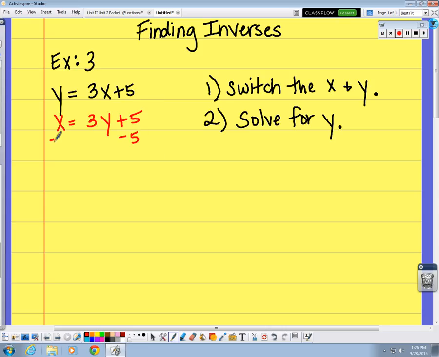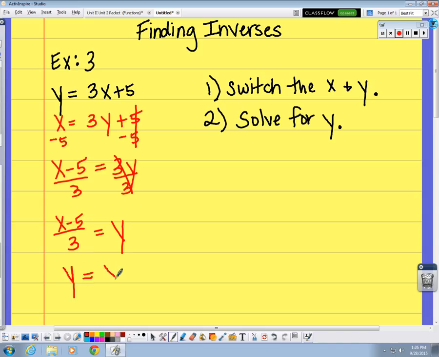Right, subtract 5 on both sides. Okay, so now we have x minus 5 equals 3y because all that canceled. Now what do we do? Divide by 3, divide by 3, and so y equals x minus 5 over 3. Or, if you wanted to rearrange it, y equals x minus 5 over 3.